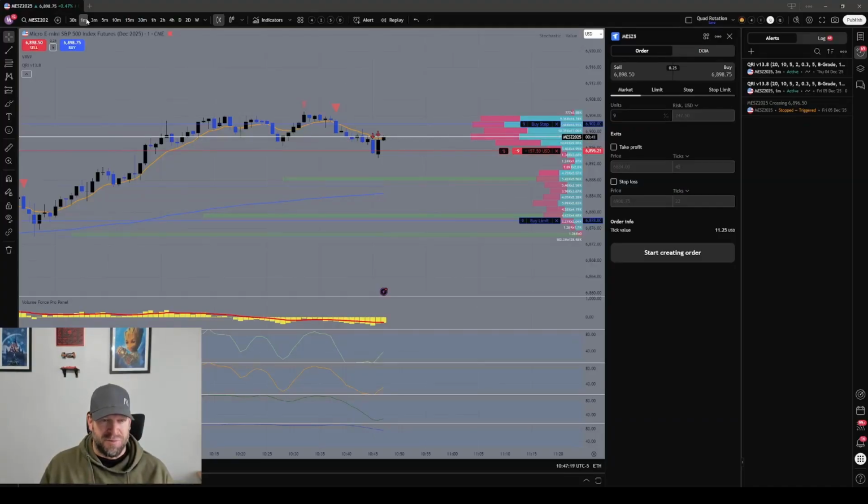But this is the pullback that I kind of wondered. Definitely a B setup here. That's what I would say. I'm going to scale back out. Nope, I'm just going to close it all together. Shit.